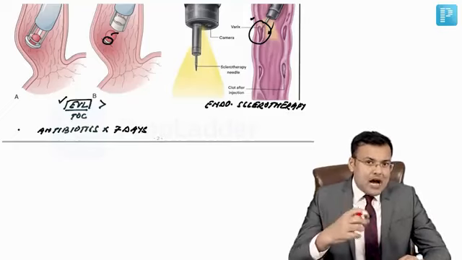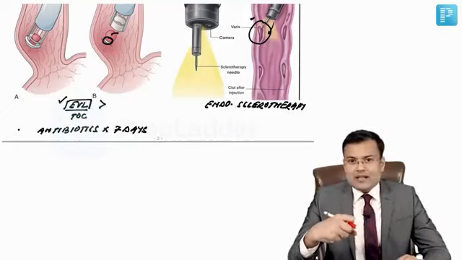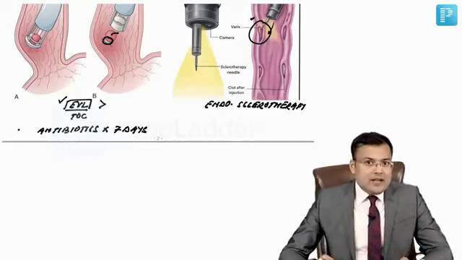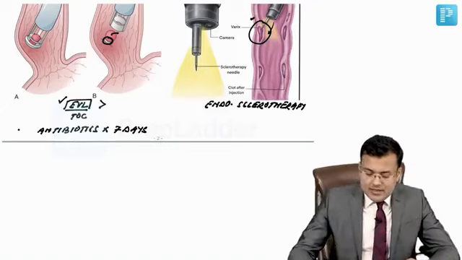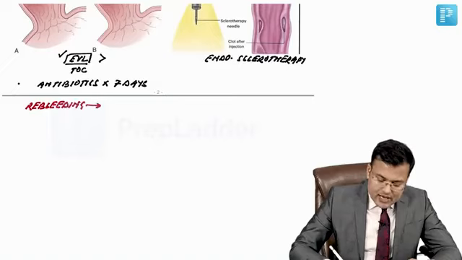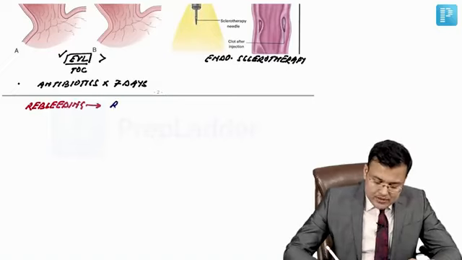Sometimes even after endoscopic variceal ligation, when the bleeding is controlled, there is rebleeding. If rebleeding occurs, what should be done? In cases of rebleeding, we have to perform repeat endoscopy. Imagine there is rebleeding. In this case, we have to perform the repeat endoscopy.